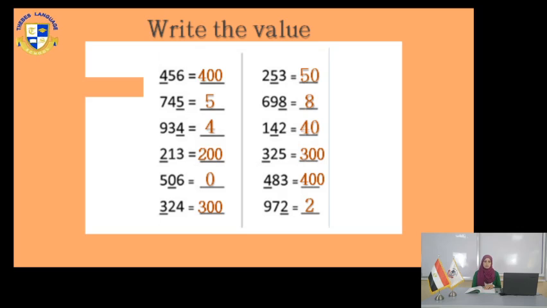483. You have 4 underlined. Listen to the number, 400, so you have the value of 400. And the last one is 972. 2 is underlined, so the value of the underlined number is just 2 because it's ones.